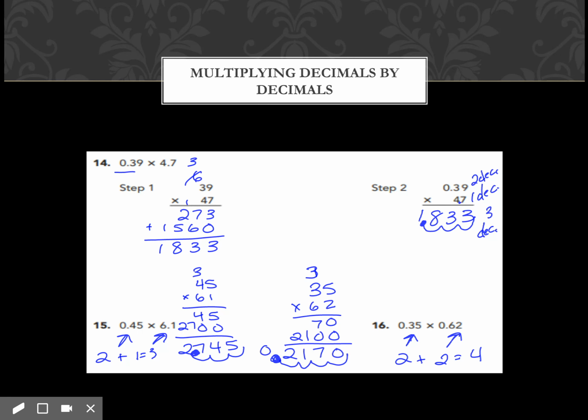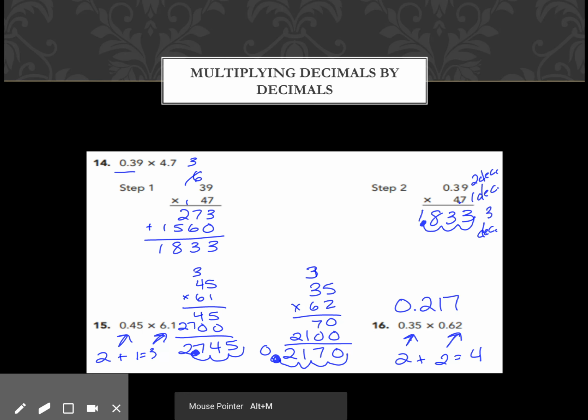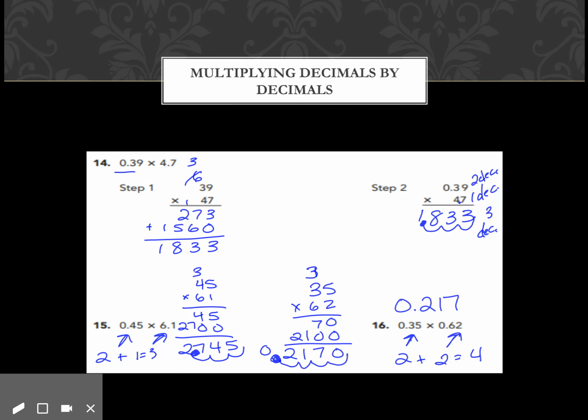Okay, so for number 15, you should have got 2.745. And for number 16, you should have got 0.2170. And you could actually exclude that last 0 and just have 0.217 in your answer. And that's it. Just make sure you're counting how many digits are after all the decimals total when multiplying and putting your decimal back in that many places.